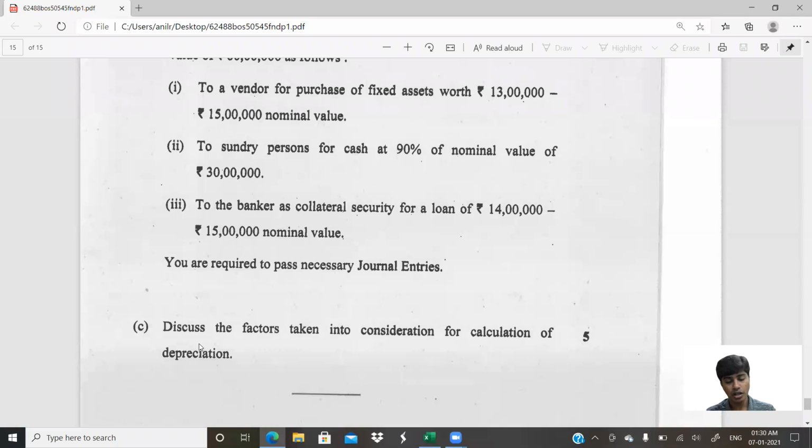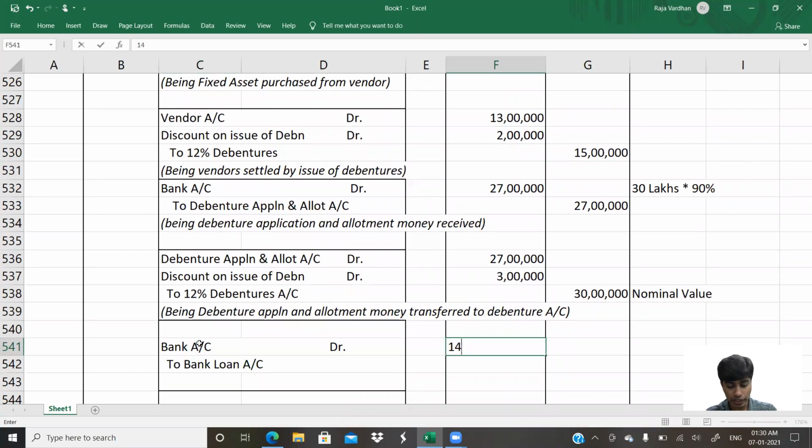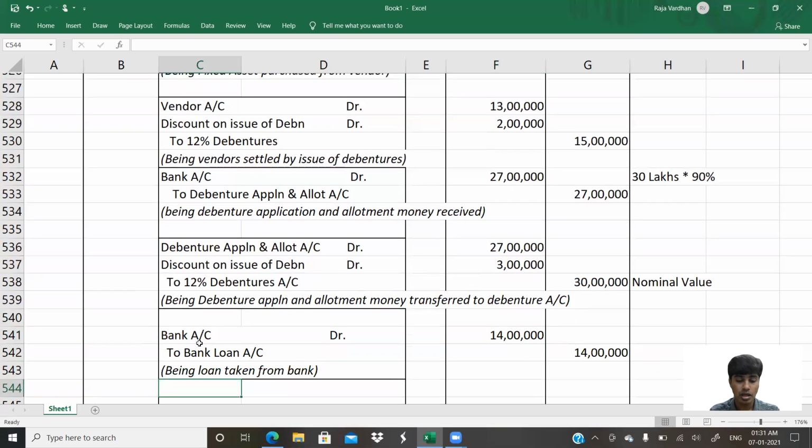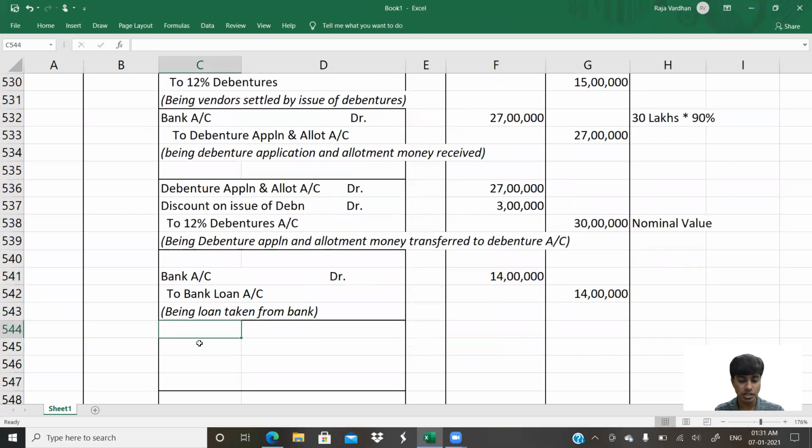How much loan did you take? Collateral security for a loan of 14 lakh. 14 lakh is the loan. Okay, guys, perfect. What is this? Being loan taken from the bank. Against this, when you issue debentures as collateral security, debentures are increasing. So you would have to write to 12% debentures. How much? You are giving 15 lakh worth debentures as collateral security.